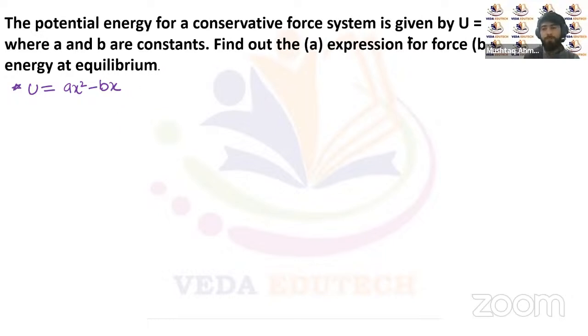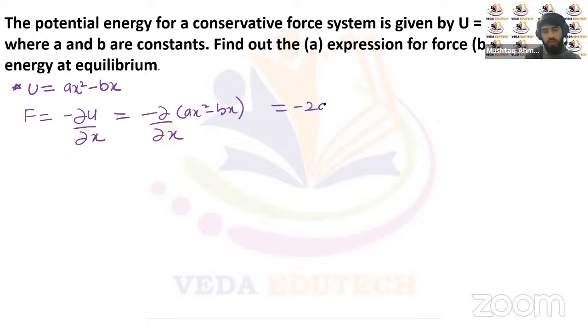To calculate the expression for the force, we have to take the derivative of this potential. So F will be equal to minus del U by del x. We take the derivative of this potential energy, ax square minus bx, so we can write it as minus 2ax plus b. This will be the value of the force. This is the expression for the force, and you can see the force here is position dependent.